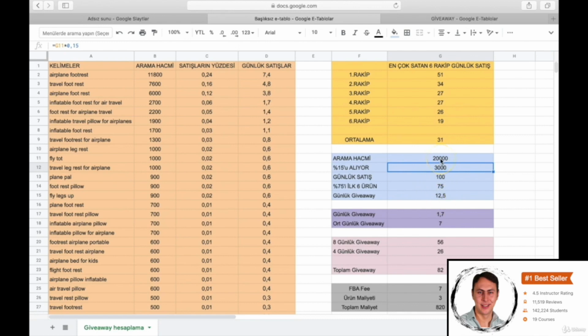After adding this last section to our table, the number and cost of giveaway is now calculated based on the average of the numbers we found in 2 methods. But as I said, our first method is more reliable.